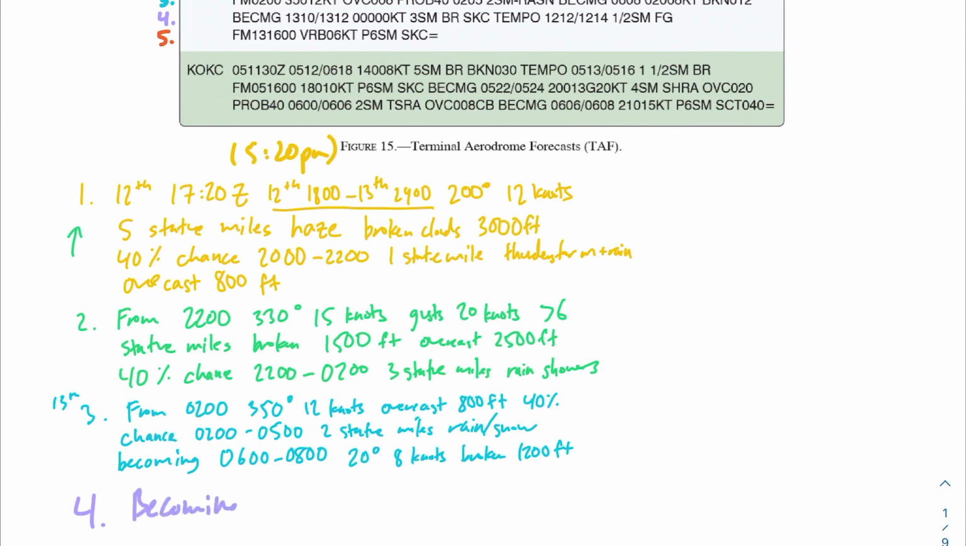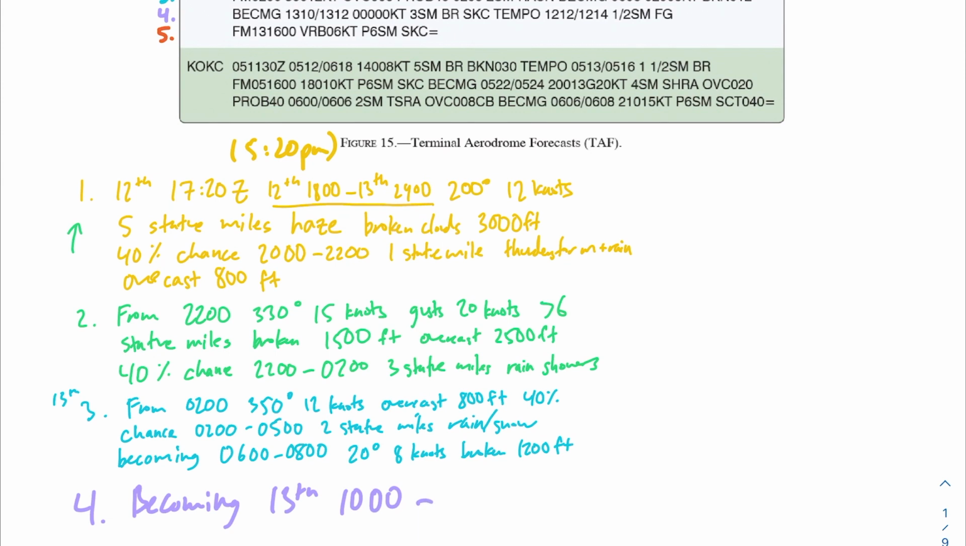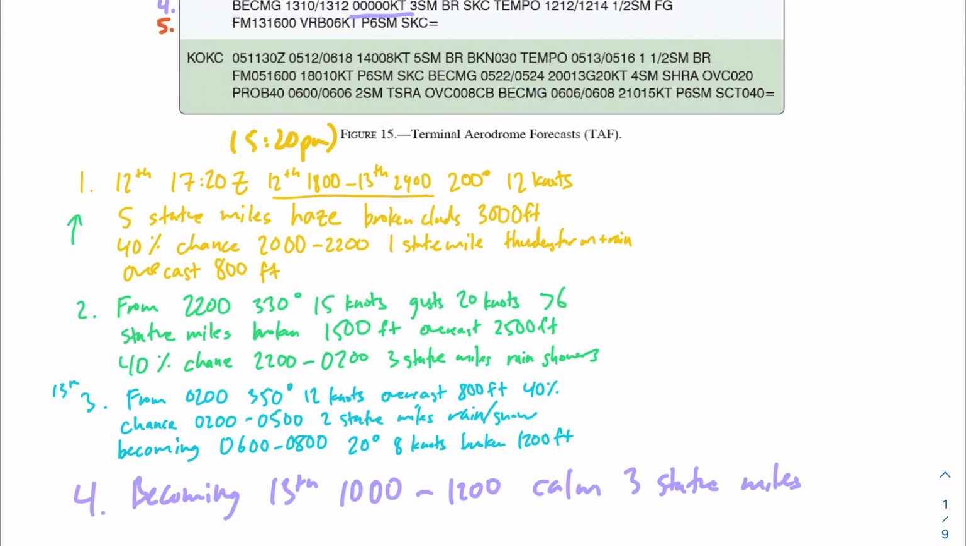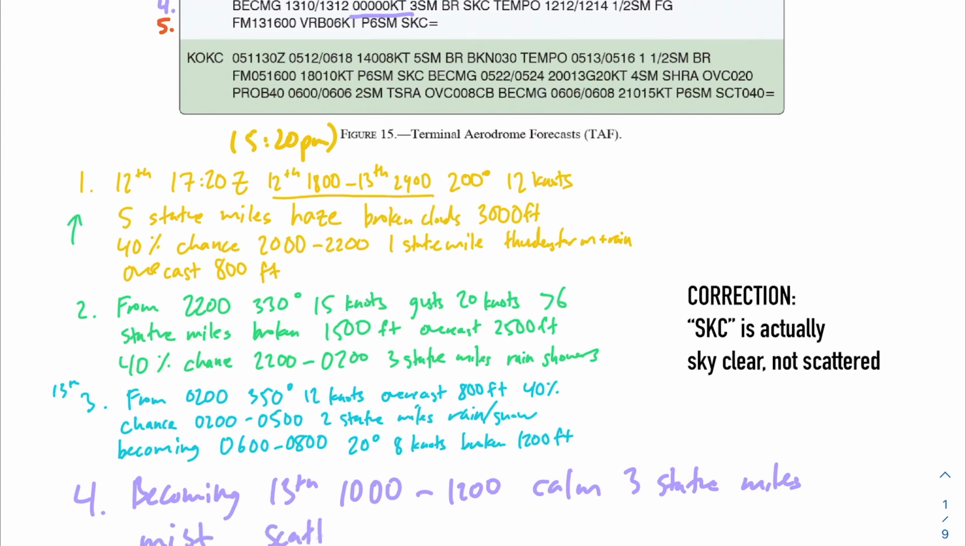Line number 4 says becoming, it's another becoming, a gradual change. Becoming, and then here it says the date, so the 13th at 1000 to 1200. If you ever see all zeros here, this means that there is no wind, it's calm. You have 3 statute miles of visibility. BR stands for, if you remember my little trick from a previous video, baby rain, so this is mist. And it's scattered clouds.